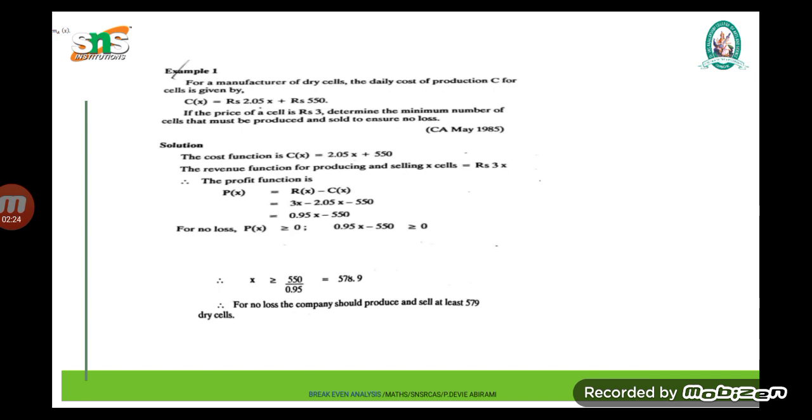If I equate this expression with greater than or equal to 0, I will get my x value as 578.9. We should not state dry battery cells in decimals, so I am approximating this. I will get the value as 579 batteries. So for no loss, the company should produce and sell 579 dry cells.